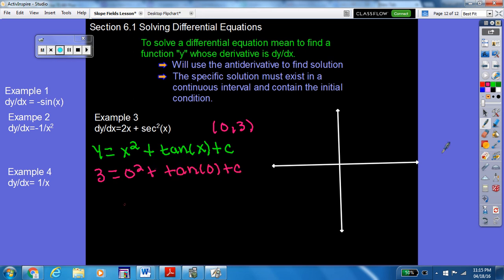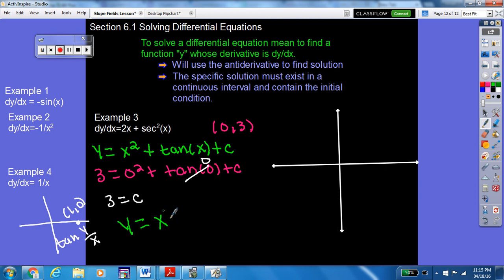So that'll be 3 equals 0 squared plus tangent of 0 plus c. As a little review, on the unit circle at 0, the coordinates are (1, 0). Tangent is given by y over x. So in this case, we would have 0 over 1, which is 0. And that's how I evaluate tangent of 0 as 0. 0 squared, of course, is 0. And 3 equals c. So our solution would be y equals x squared plus tangent of x plus 3.